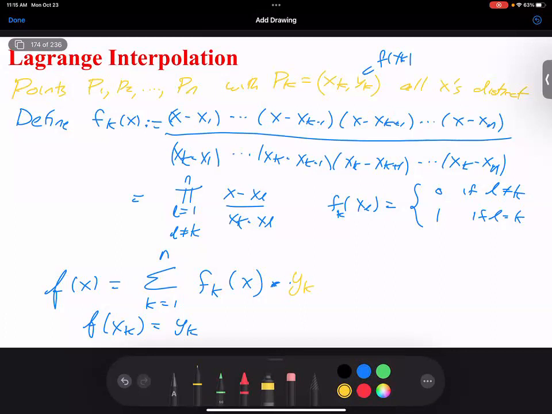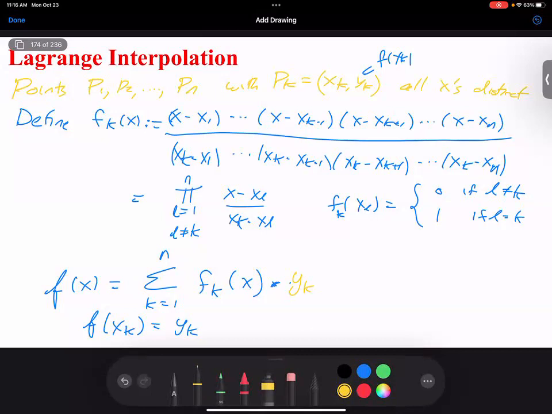So here's a way to come up with a function that takes on prescribed values at prescribed points. As long as my points x1 through xn are distinct, this is fine. If they're not distinct, I'll leave that for you as to what you would do in that situation. Yes?